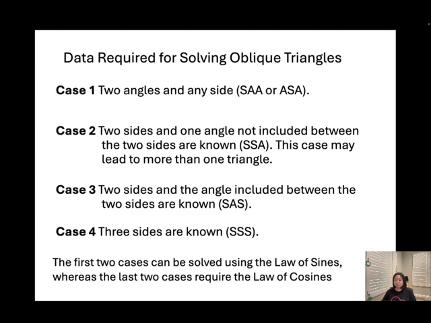The first two cases can be solved using the law of sines. So I need you to remember that SAA, ASA, or SSA, you can use the law of sines to solve. For these sessions, we'll focus on case 1 only. In section 7.1, we only focus on case 1. Case 3 and case 4, we should be able to solve using the law of cosines. Law of cosines for case 3 and case 4, that is SAS and SSS.